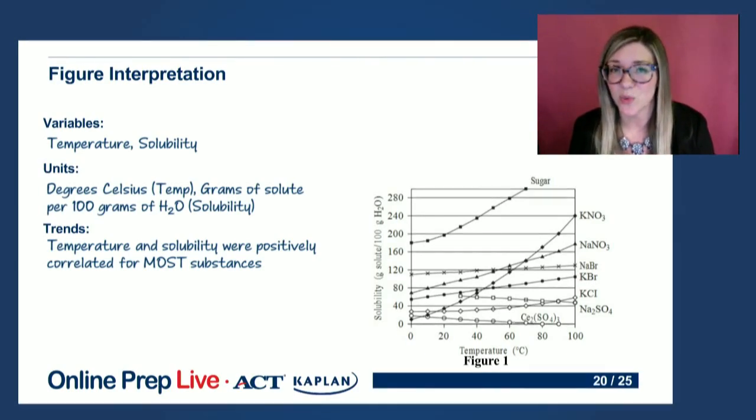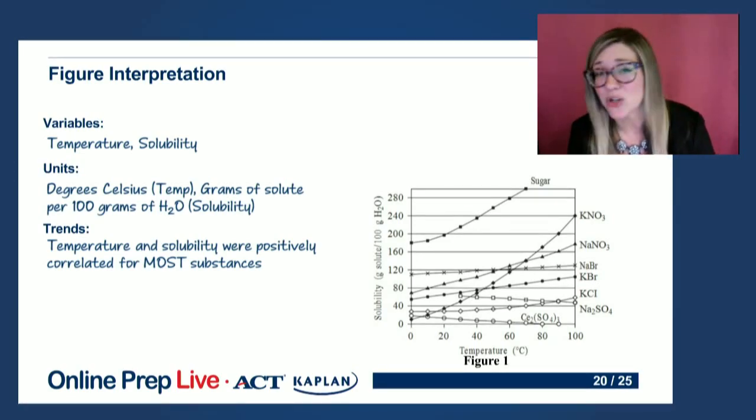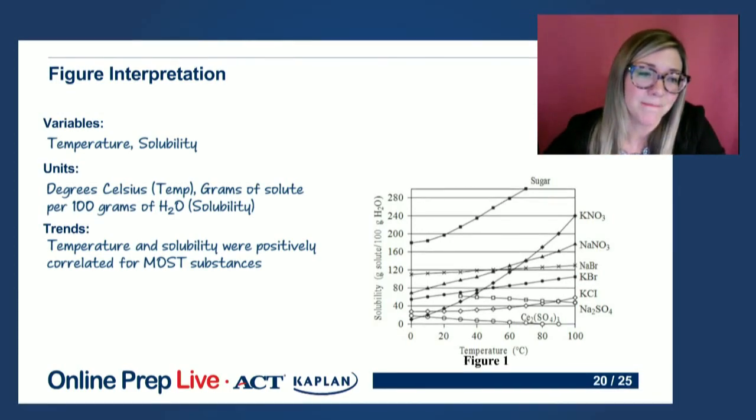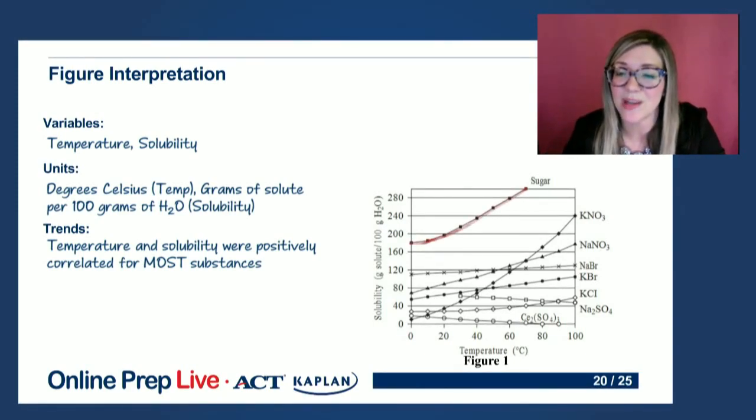What is a trend? A trend is what we're seeing in the data. So are we seeing that as one thing increases, something else does? Are we seeing as something decreases, does something else increase? So a trend is what the data is showing us. So for example here, I'm going to draw along this. If we take a look at sugar, we can see our line is increasing up here. So as our slope goes up, that means our temperature increases as solubility does.